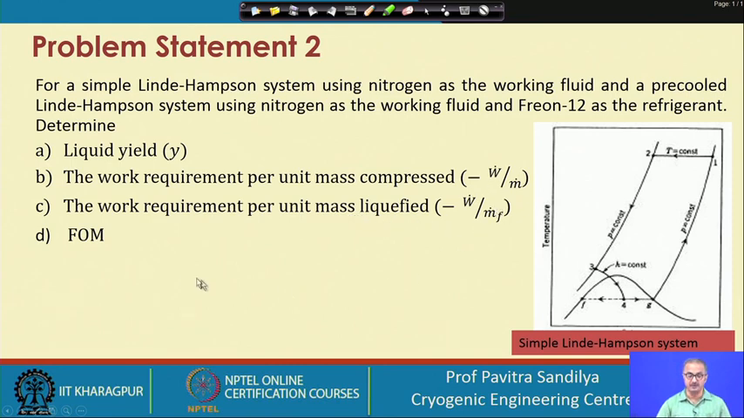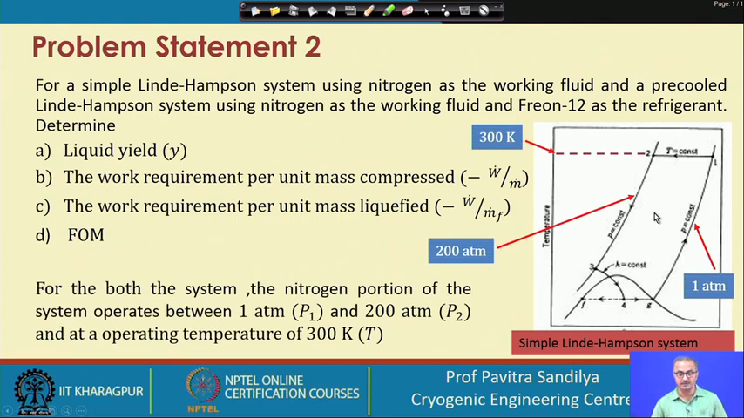So these are the ones we have to find out, and we also have to find out the figure of merit. Now here in this particular diagram, we are showing the TS diagram for the simple Linde-Hampson cycle which we saw earlier. Pressure is increasing at constant temperature, and then at constant pressure there is cooling, and then at a certain point we make the isenthalpic expansion in the JT valve, and we get the two phases. The vapor phase is taken back, after heating, to the inlet condition of the compressor at a constant pressure.